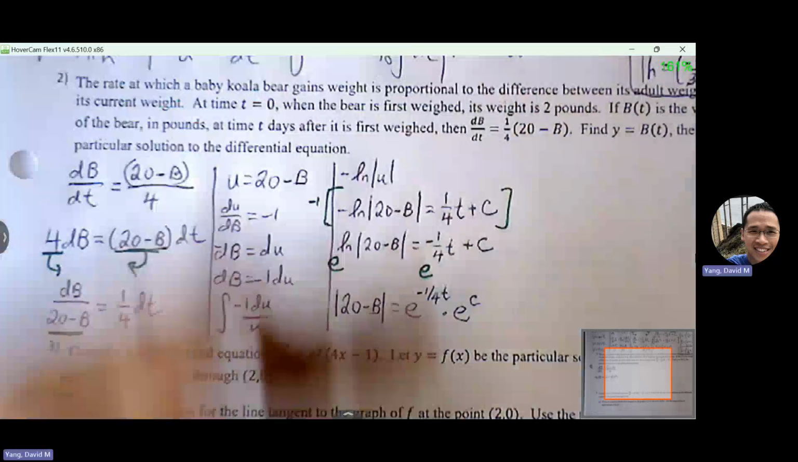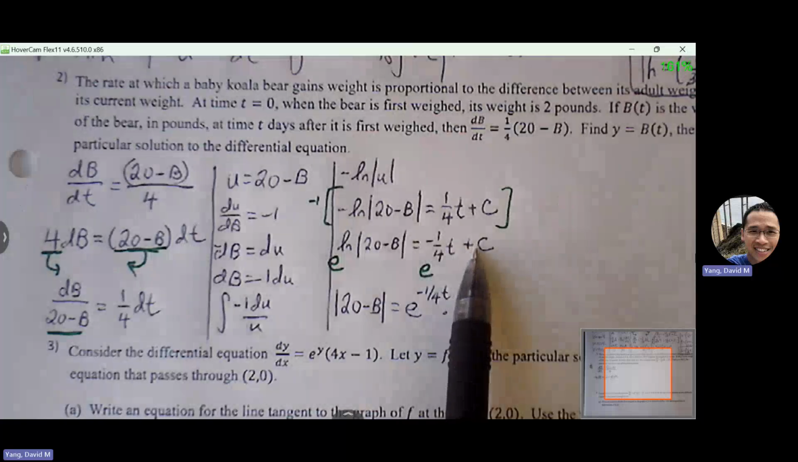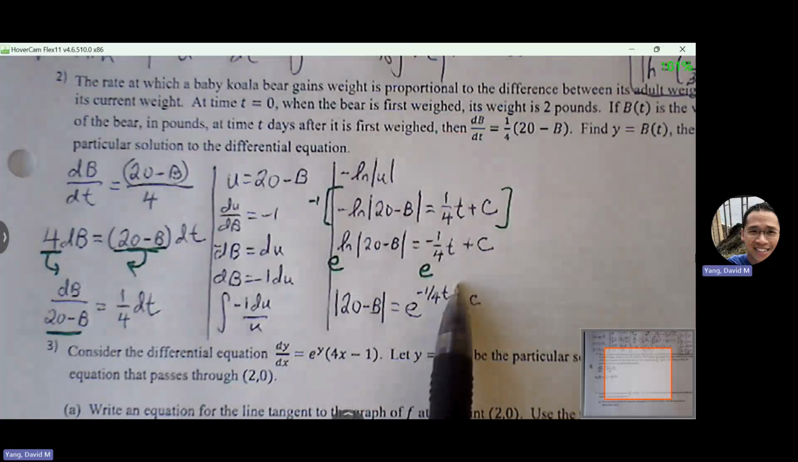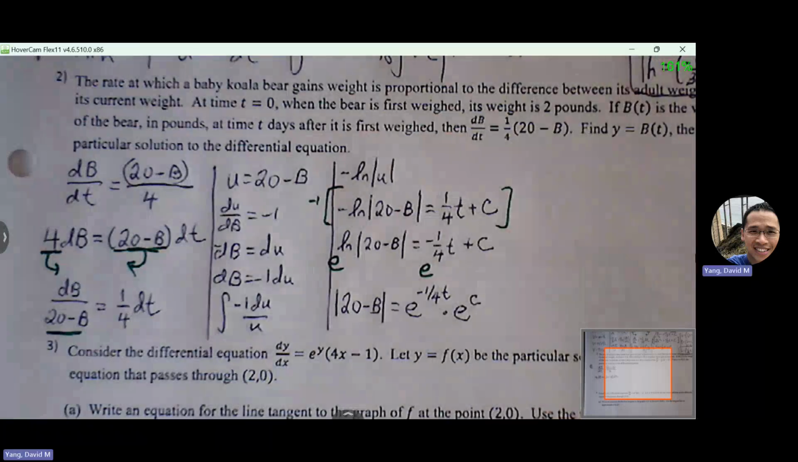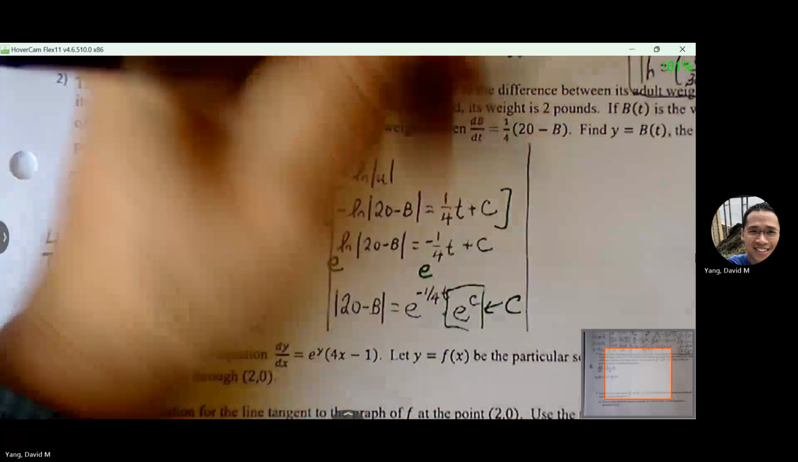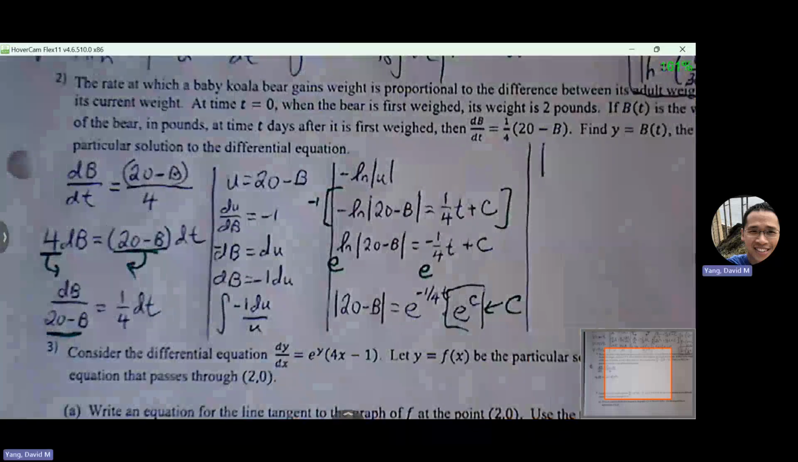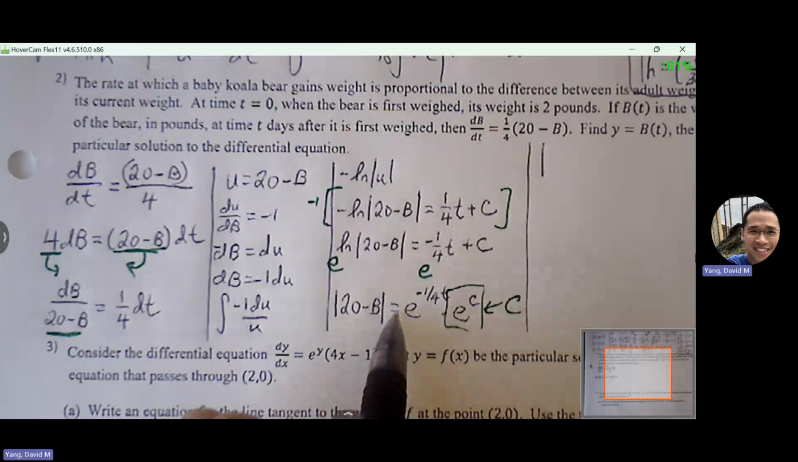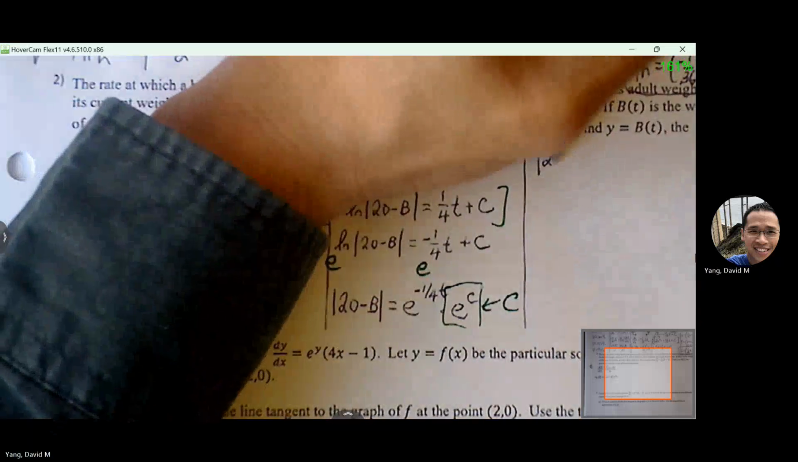Let's separate that e to the exponent added together to be the product of two bases, because we know that e to the C can clean up to be just one big C value for us. Do you have to show that step? No, you can jump directly to C. You can skip that step.